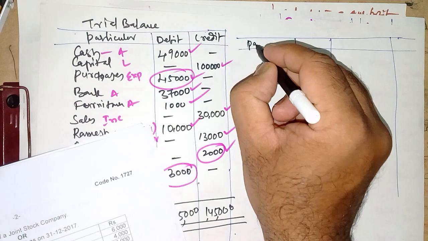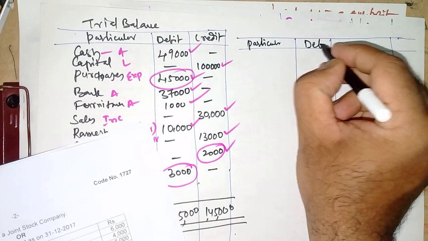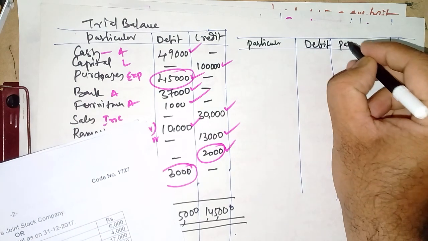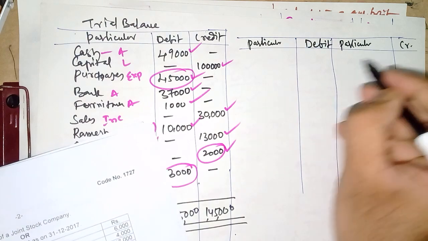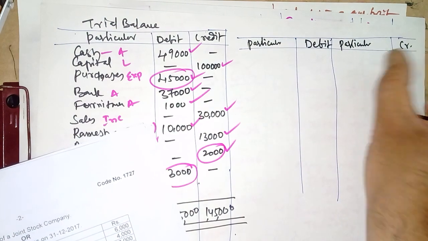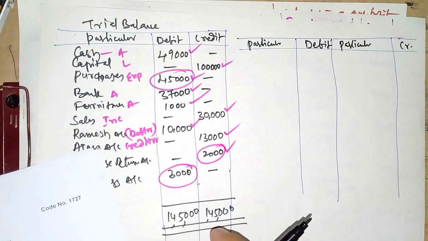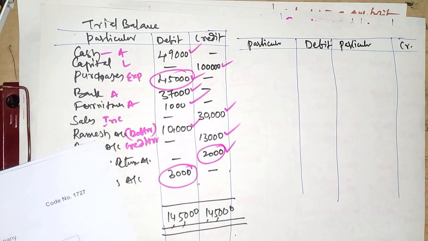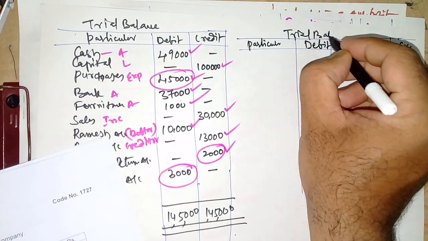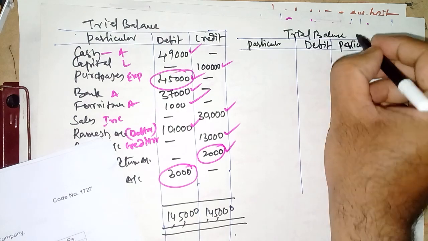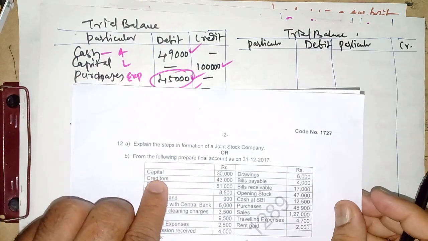This is particulars. This is debit I am writing. This is particulars. Credit I am writing. Whatever credit balances I'll write on this side, whatever debit balances on this side. Instead of that, you can also make it in the format of a statement. This is also a statement. So this is the trial balance. Now I will prepare the trial balance with the help of this information.